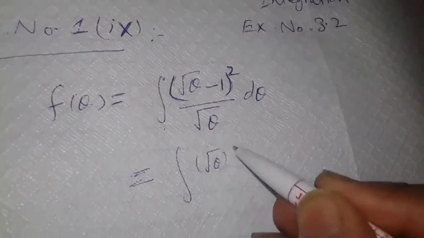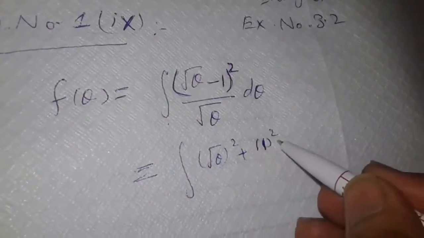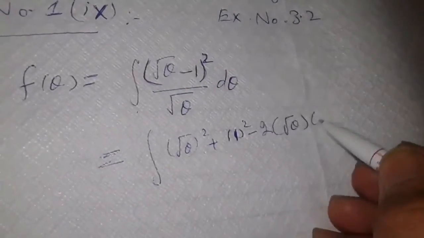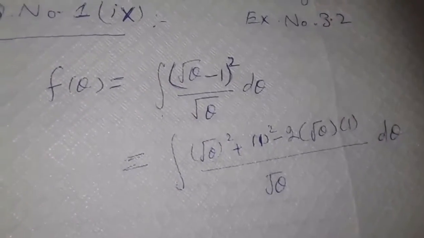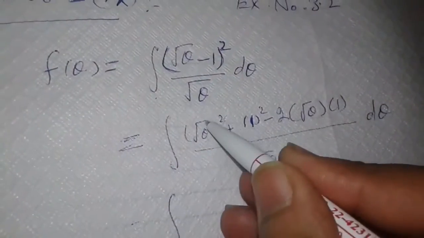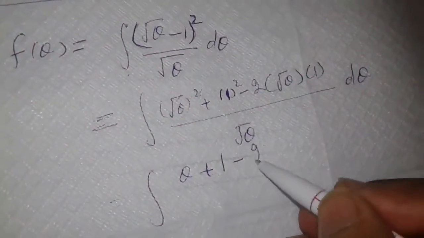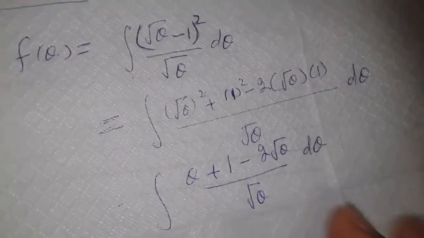First term square plus second term square, which is 1, minus 2 times first term into second term, whole divided by under root theta, d theta. This is equal to, here the square cancels with the square root, theta plus 1 minus 2 under root theta, over under root theta, d theta.